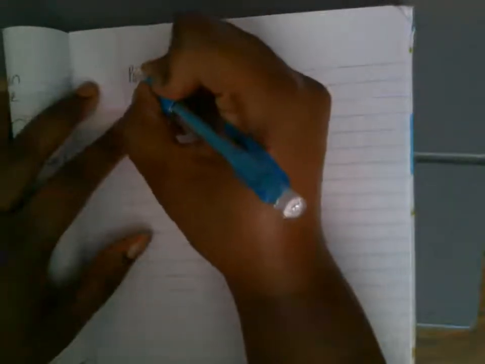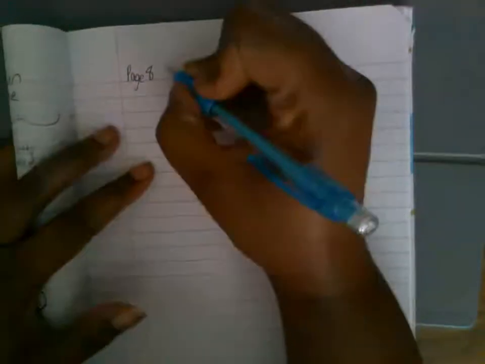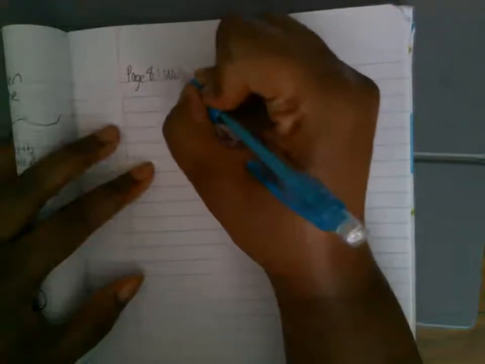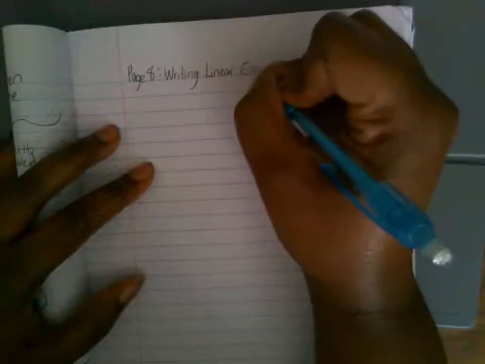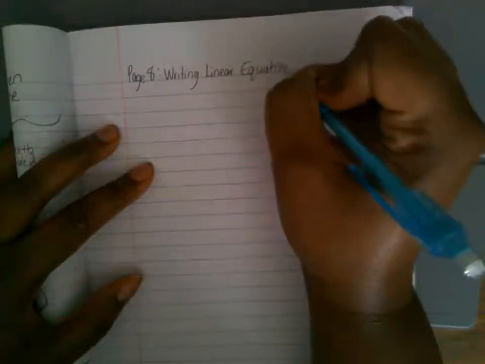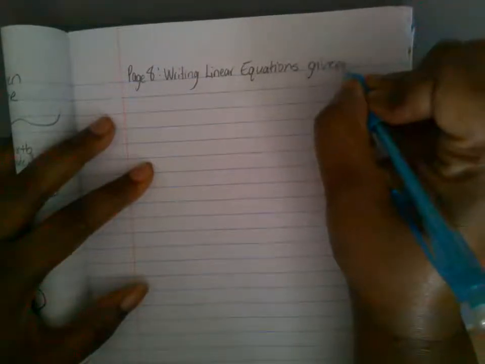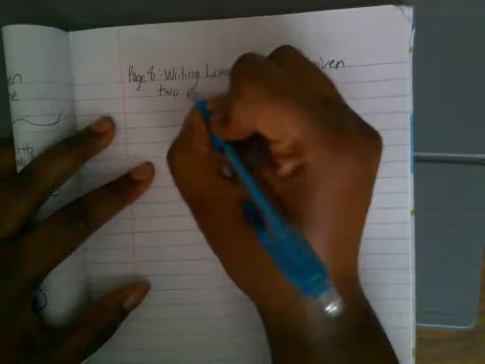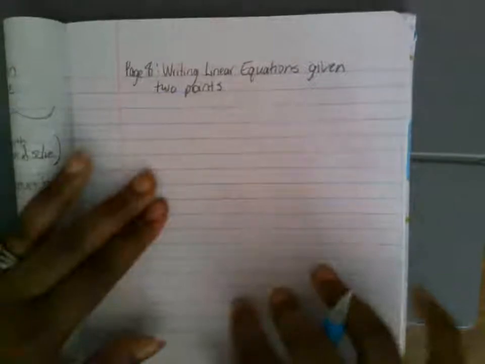Hey class, all right. We are going to do page 8. And this is going to be writing linear equations given 2 points. Remember, linear equations are equations that graph straight lines given 2 points from a line, okay?